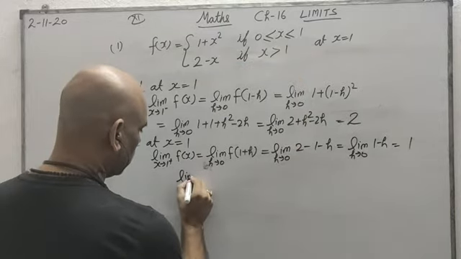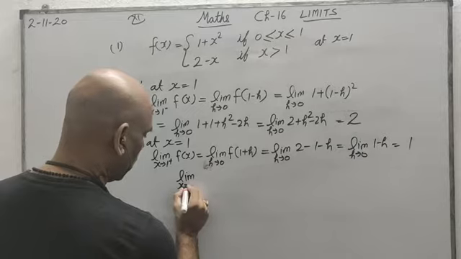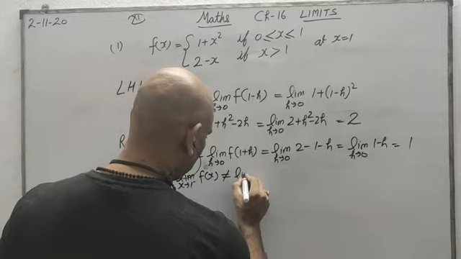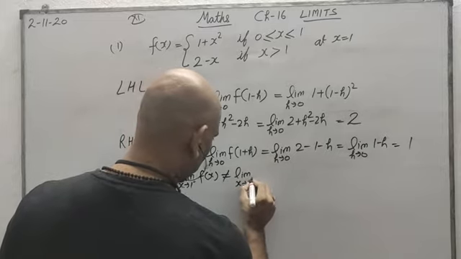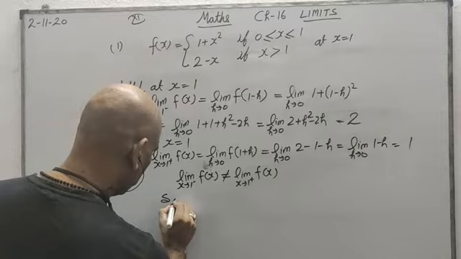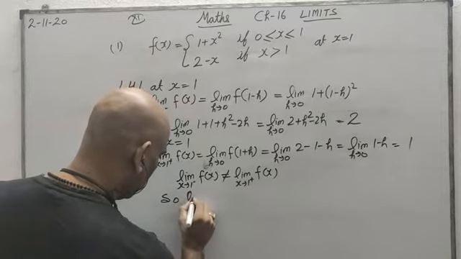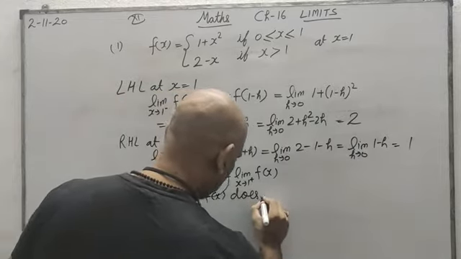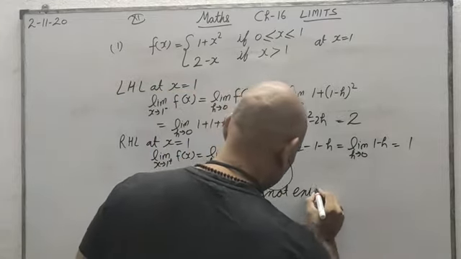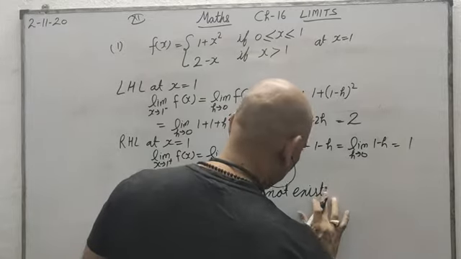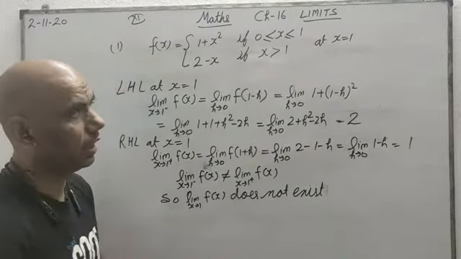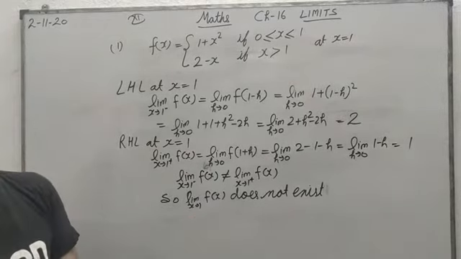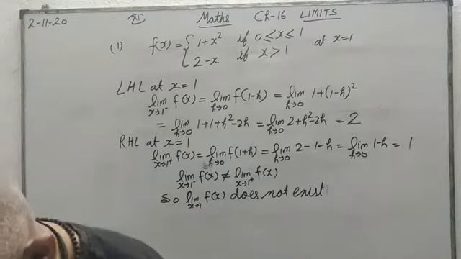Since limit x tends to 1 minus f(x) is not equal to limit x tends to 1 plus f(x), limit x tends to 1 f(x) does not exist. So this way we will calculate the LHL and RHL, and then we will conclude that the function exists or the function does not exist. So this was question number 1.